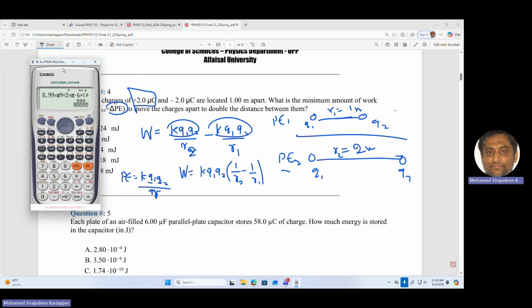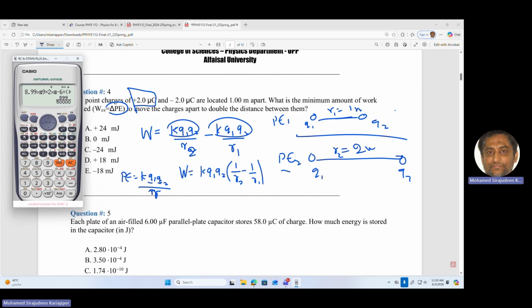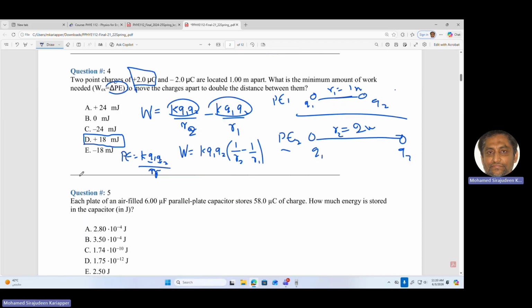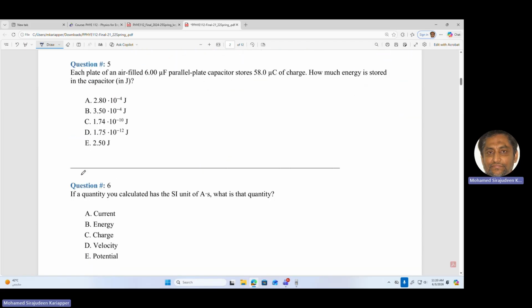Press this S-D thing to bring it to decimals. 0.01. Yeah, it is there. This is in joule, right? But the answer is in millijoule. So if you multiply by 1000, it will bring it to millijoule. So it will be 17.98 millijoule with the positive sign. So the answer is D. I hope I got it right. Okay, question number 5.